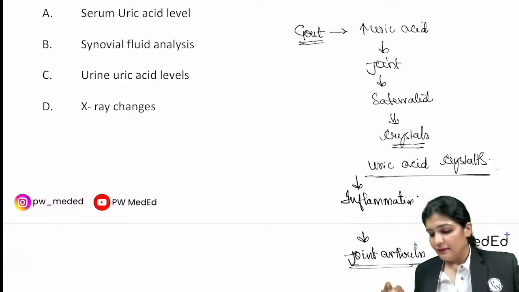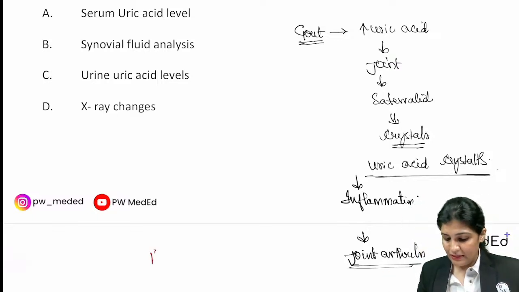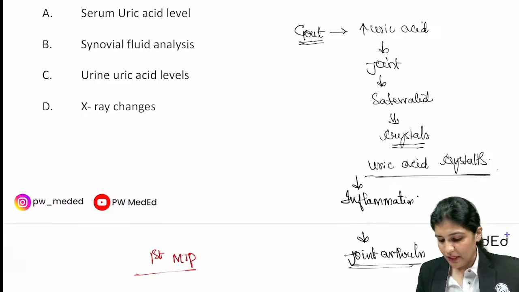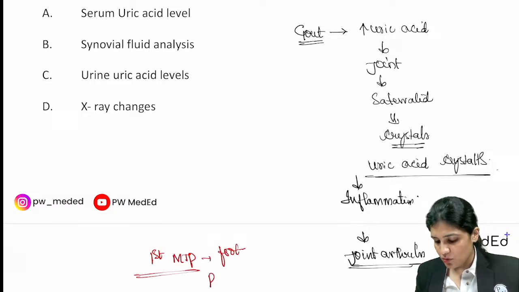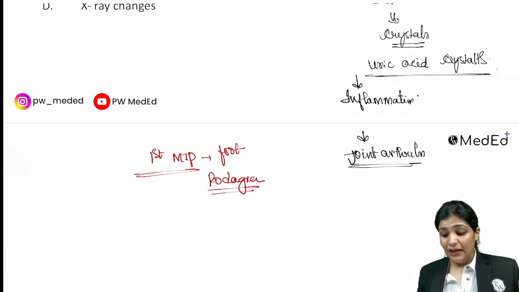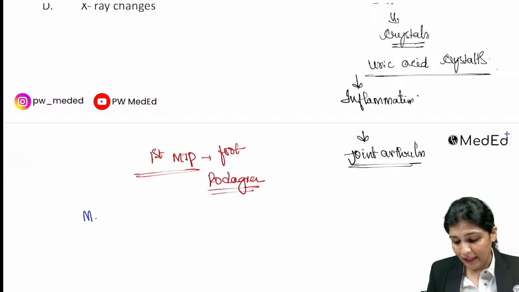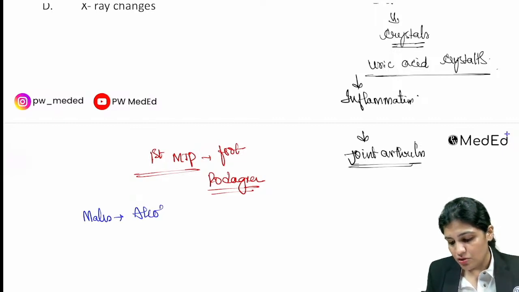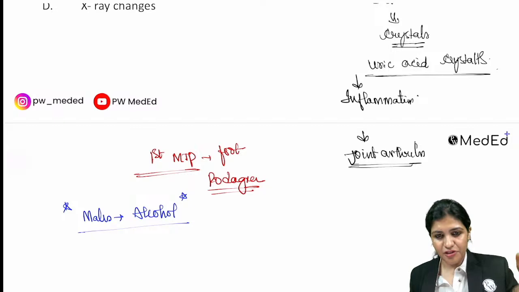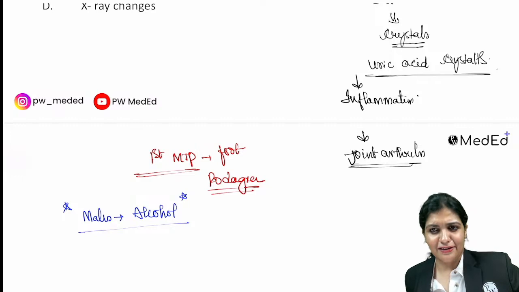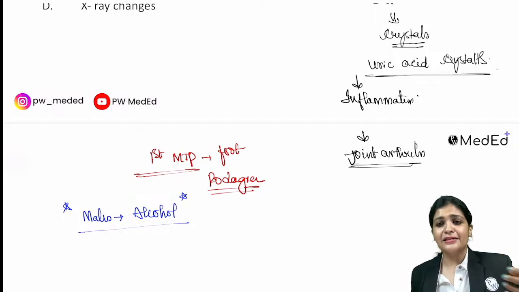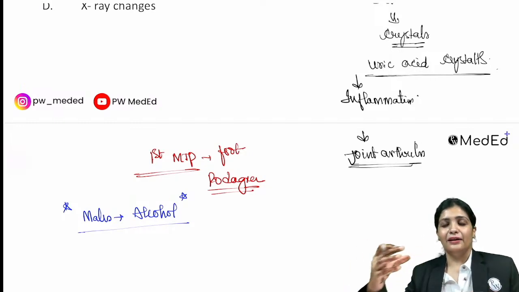Now in gout, the most important thing is it will affect the first MTP in the foot, right? This is called podagra. And the question usually will be about males with alcohol. So these are the clues: there will be male, there will be alcohol in the question, there will be first MTP, and then you will have to answer it as uric acid crystal. They might ask you what are these crystals, and they can also club it with biochemistry and ask what is the nature of these crystals.